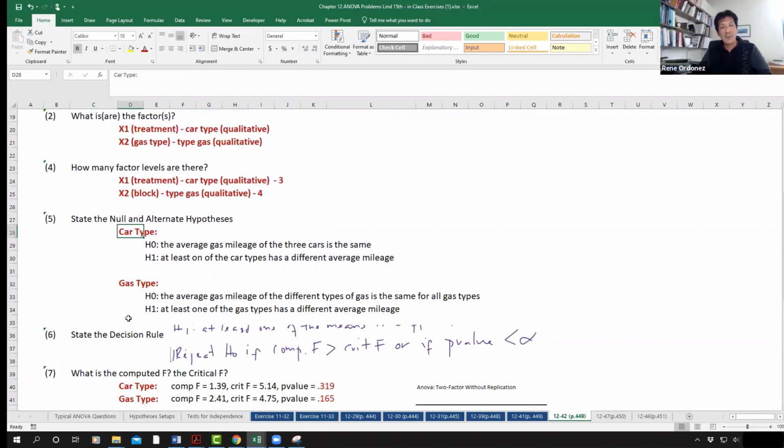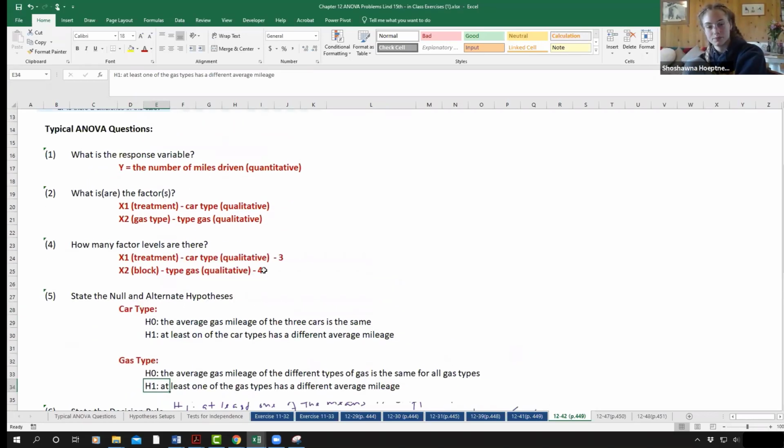For the car type, we just want to see if the mileage of the 3 cars is the same. And for the gas type, we want to see if the mileage of the 4 different gas types are the same or not.